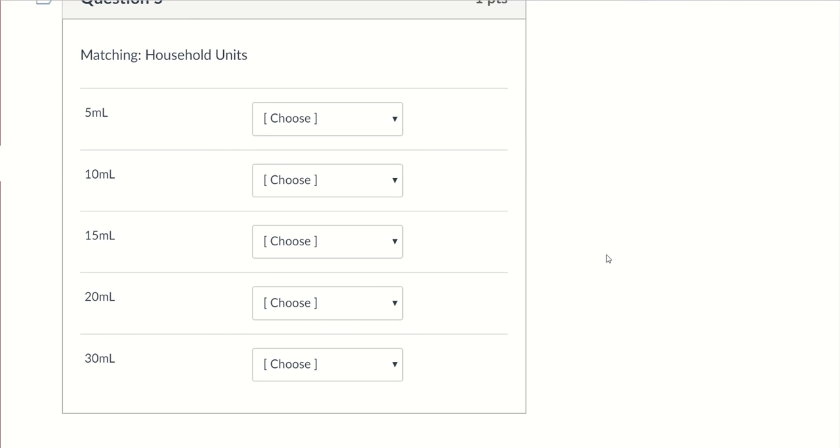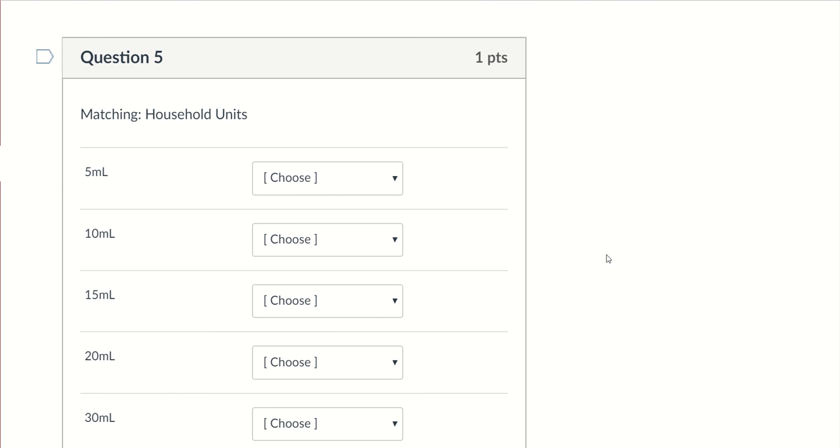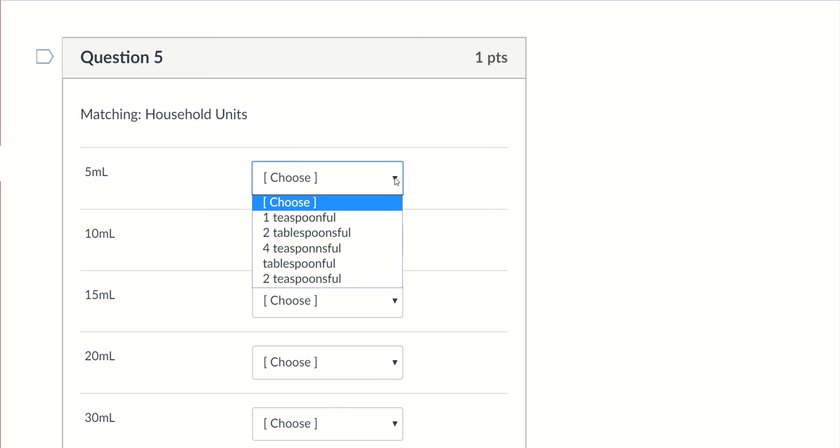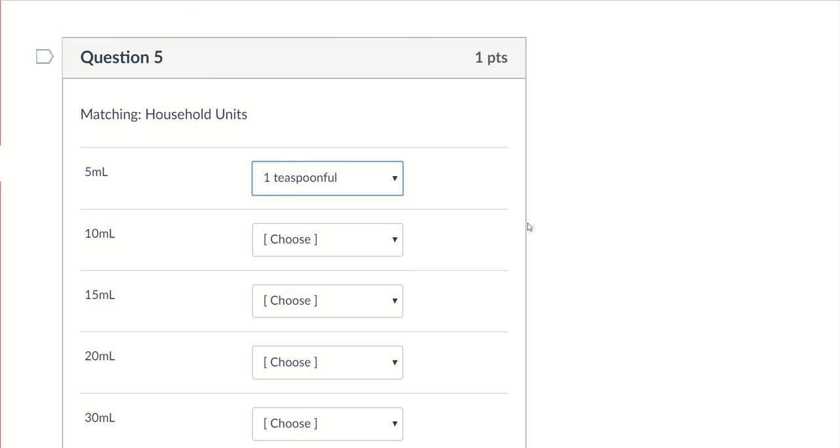Number 5, we always want to use household units for the patient. They may not know what 5 mLs, 10 mLs, or 15 mLs is. Unless we give them a measuring device, a cup or a spoon, we're going to use either teaspoons or tablespoons. So small spoons and big spoons. So 5 mLs would be how many spoons? So that would be 1 small spoon, 1 teaspoonful.